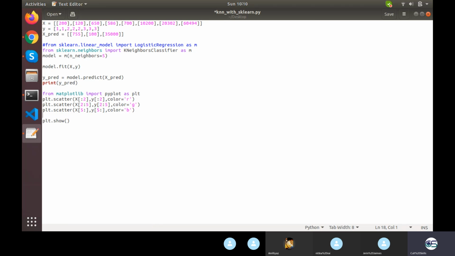And one more thing I want to plot is plt.scatter. What to scatter? X pred and their corresponding y pred, with the marker to be of star, color to be of black. Suppose I'll say yellow.